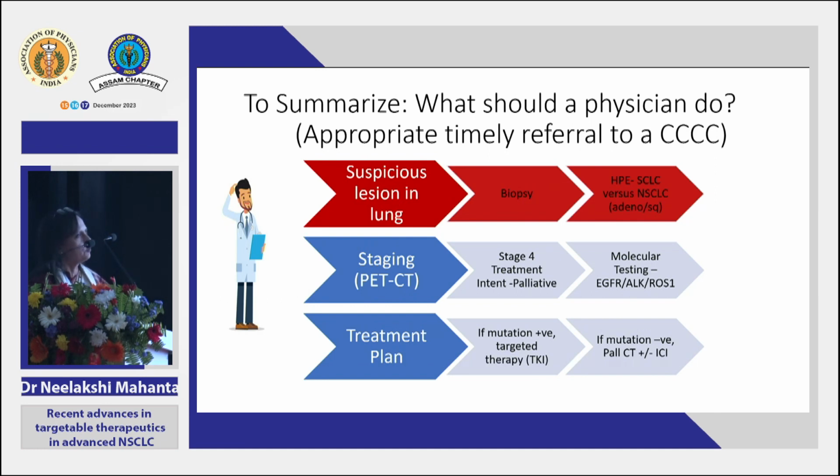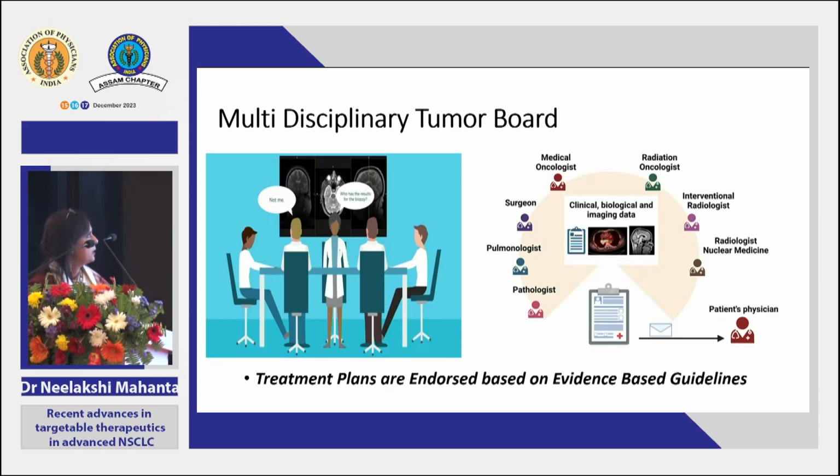We will send for the molecular markers, which we are also doing in our newly set up molecular oncology lab at State Cancer Institute. And then we make the treatment plan. If it's mutation positive, we'll go for targeted therapy. If it's negative, we'll go for PAL-CT plus minus immune checkpoint inhibitors.